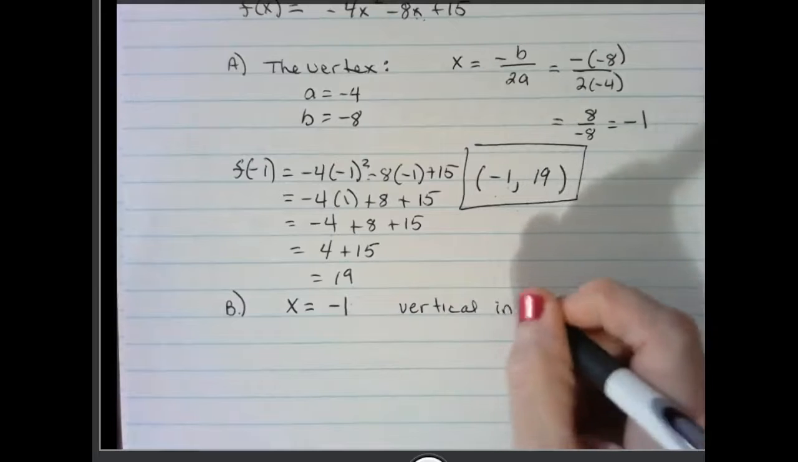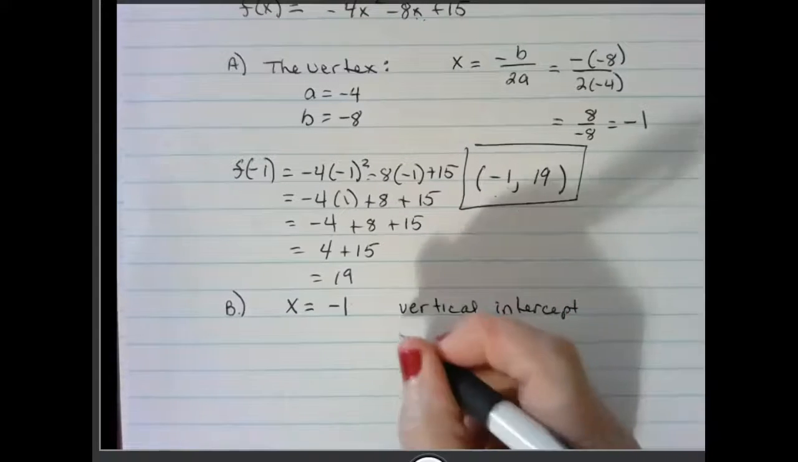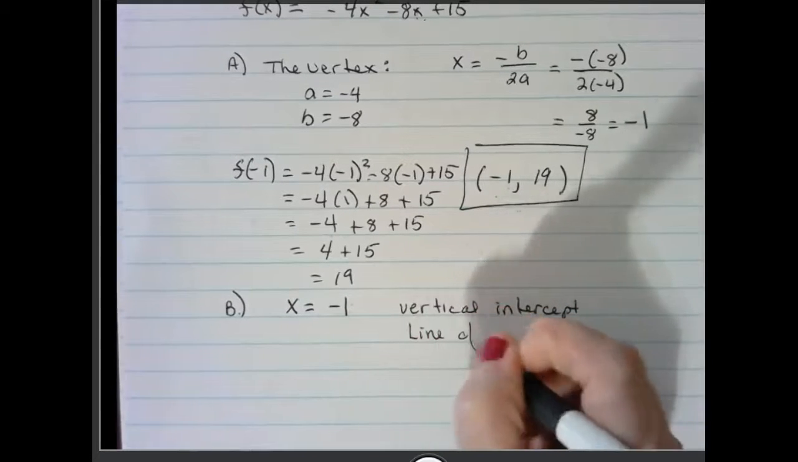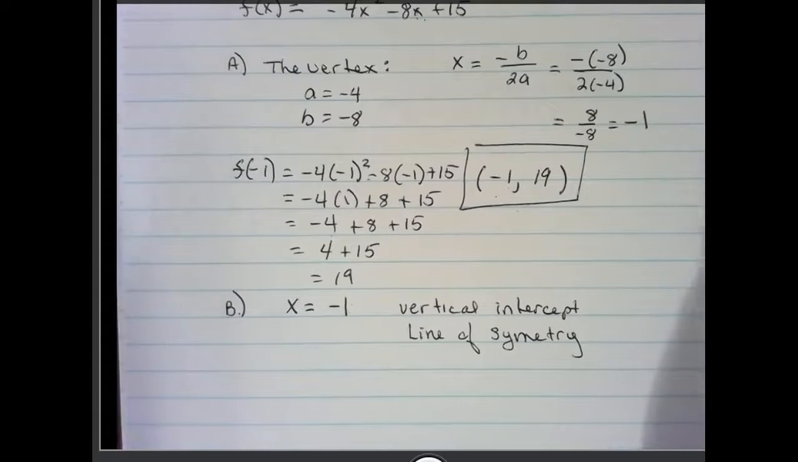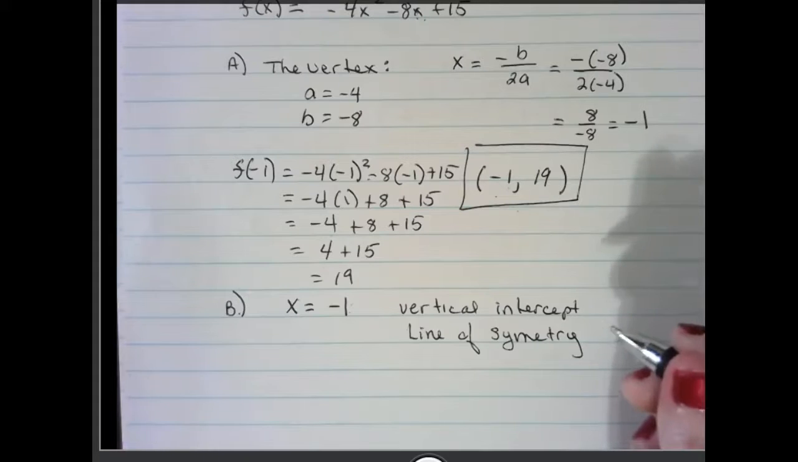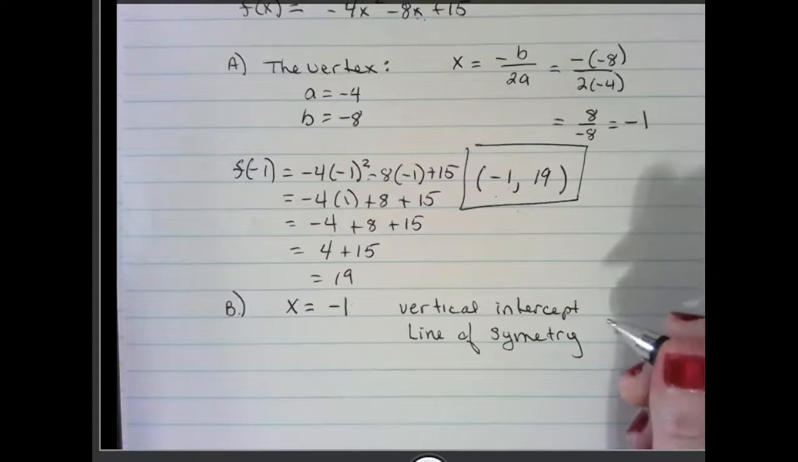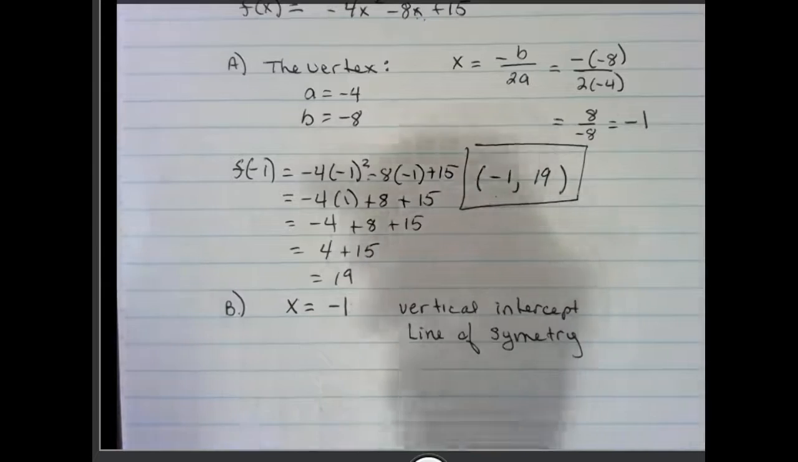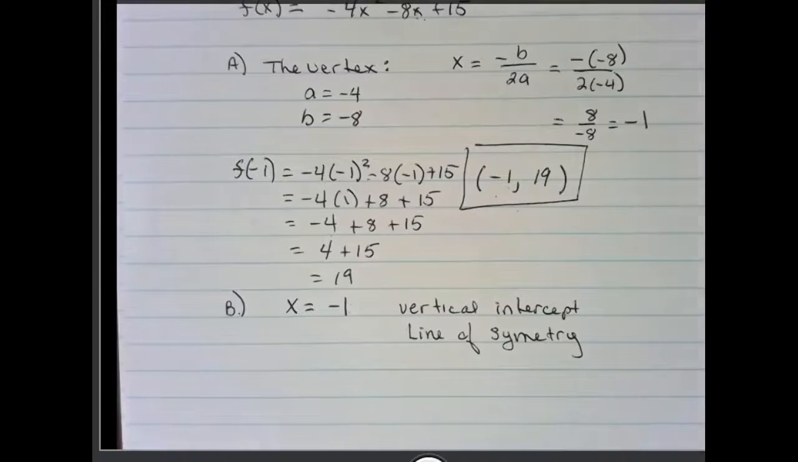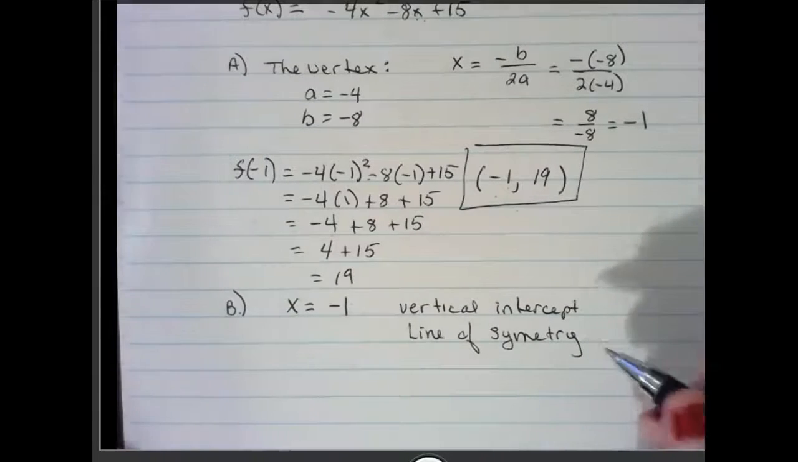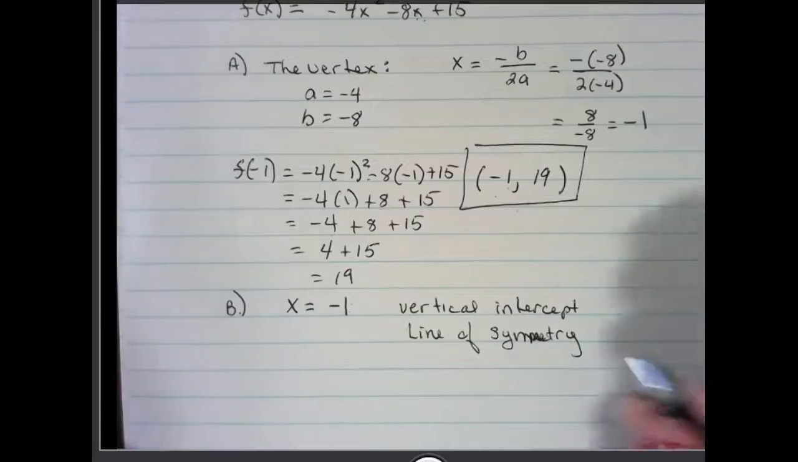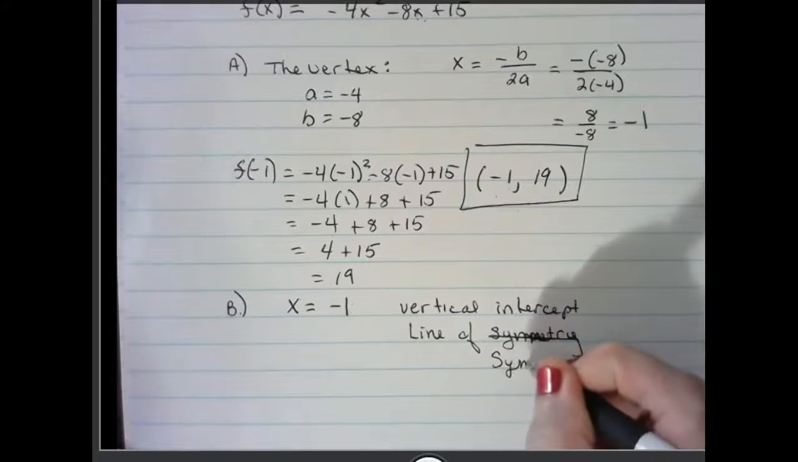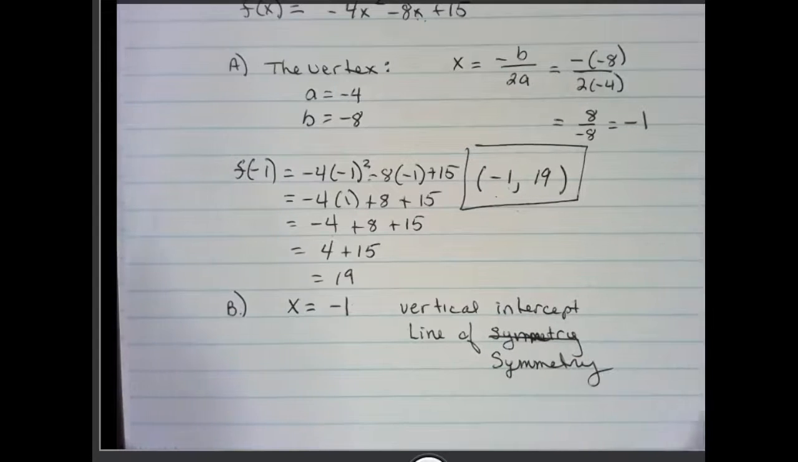Vertical intercept, and this would be the same as the line of symmetry for this parabola, because if you remember, a parabola has a line of symmetry which goes through it, and you can fold it in half by that line, and you're going to have the same thing on both sides. And there actually should be 2 m's in symmetry. There we go. Let me spell that a little better. Line of symmetry. So anyway, 2 m's in symmetry.